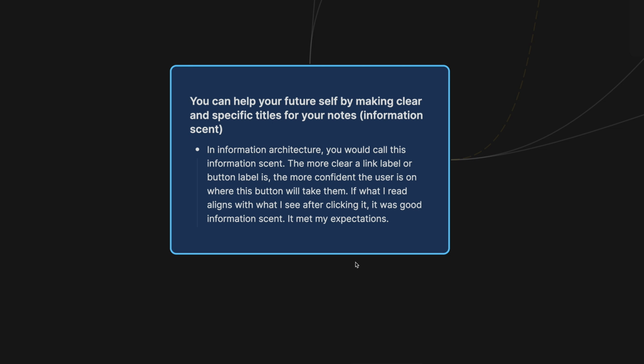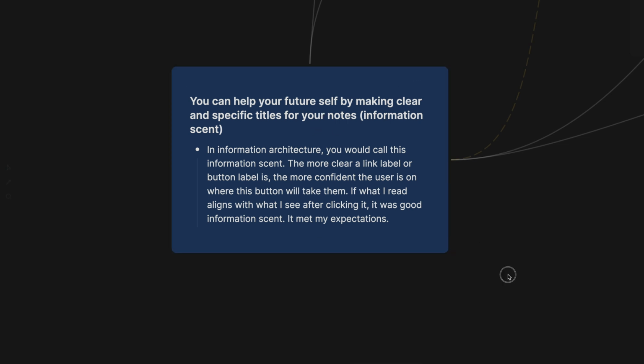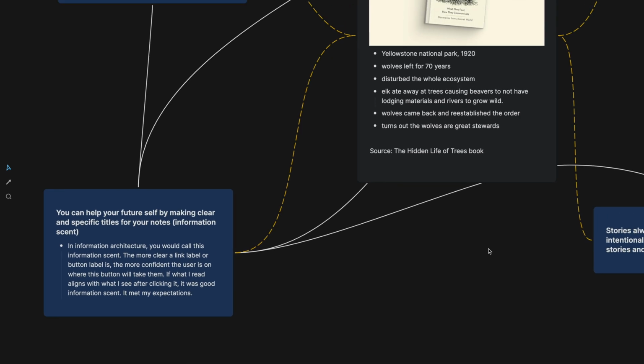I see a note title, right? That is specific. Maybe it's a question, but it is specific and clear. And when I go into the note, it aligns with the title that I've written for it. So I can lead myself into more discovery by writing great titles, specific titles, information scent. If you want to look it up and learn more about that, it's a really cool concept.